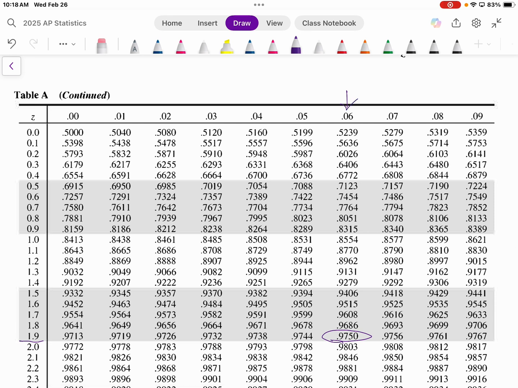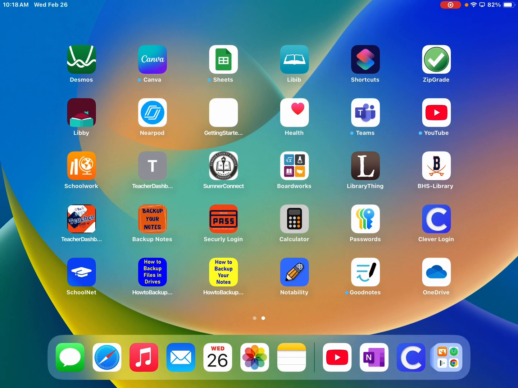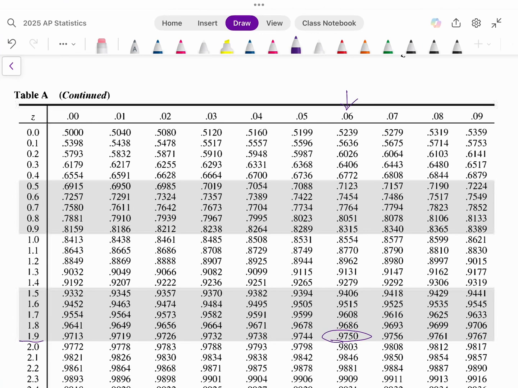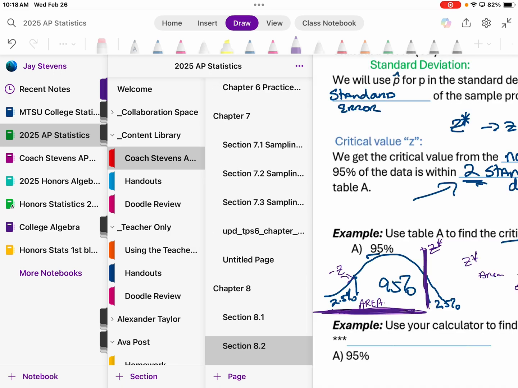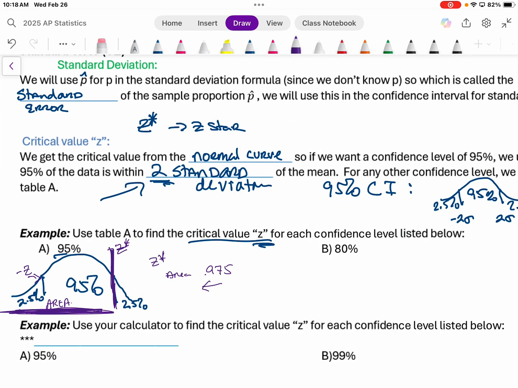So I know that the Z star, as I go back to my notes here, the Z star on table A that's associated with the 95% confidence interval, is actually 1.96.